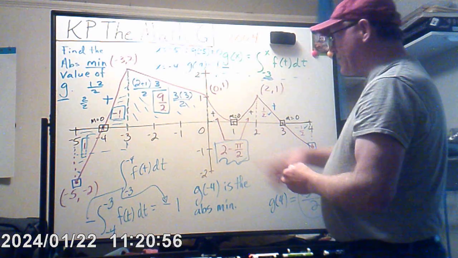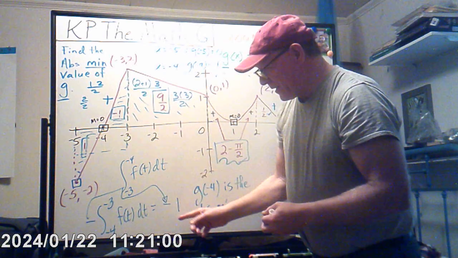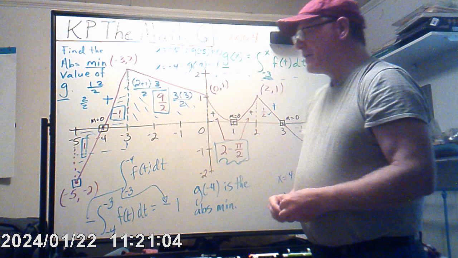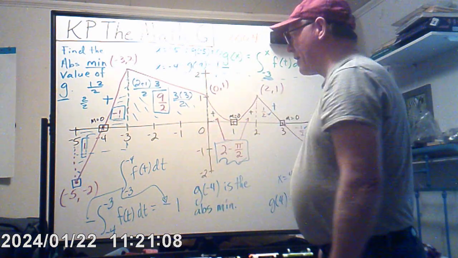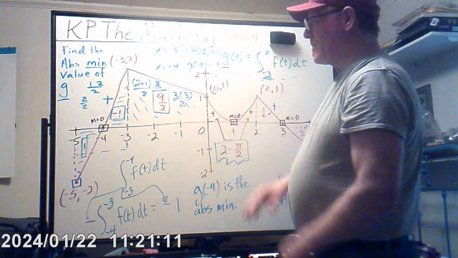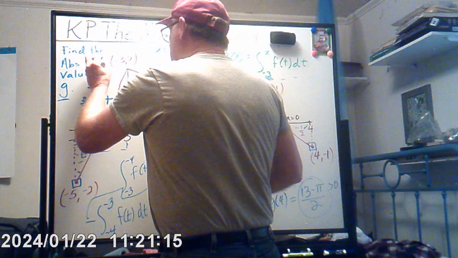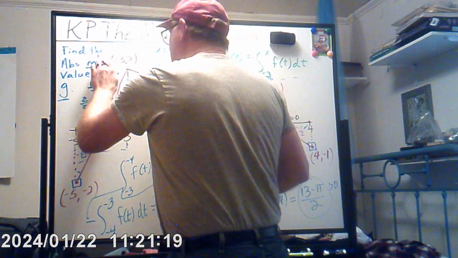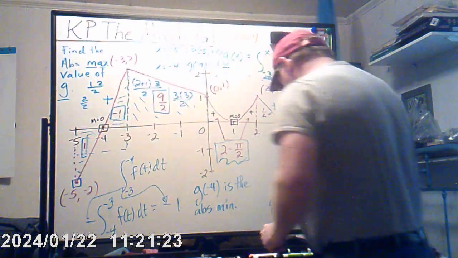Because G at negative 4, you have to show that right here. Just show that work right here, in the box that you're required to show it in. Now, if they ask for an absolute max, M-A-X, then this would be the absolute max.